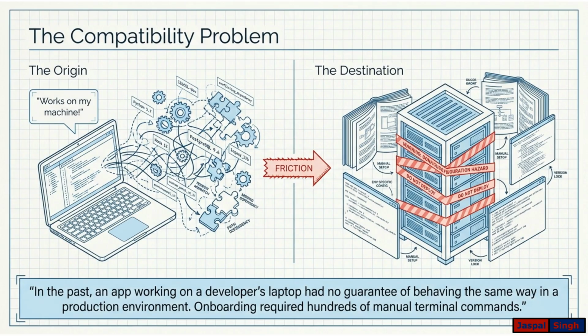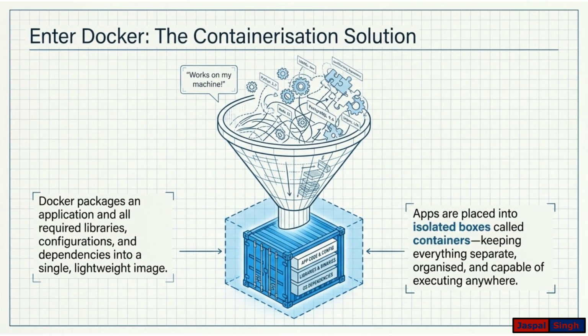Historically, developers faced the "it works on my machine" problem, where software behaved differently across environments, often requiring complex manual setups. Docker solves this by packaging applications, libraries, and configurations into lightweight, isolated containers that run reliably anywhere.